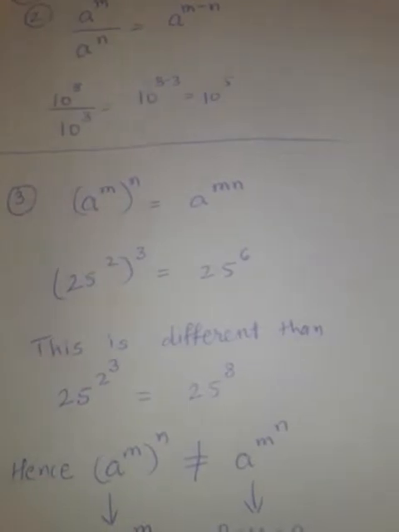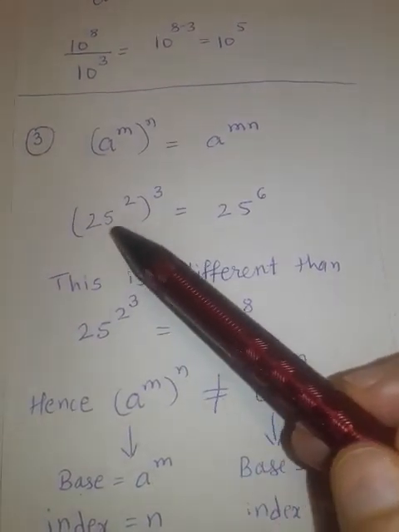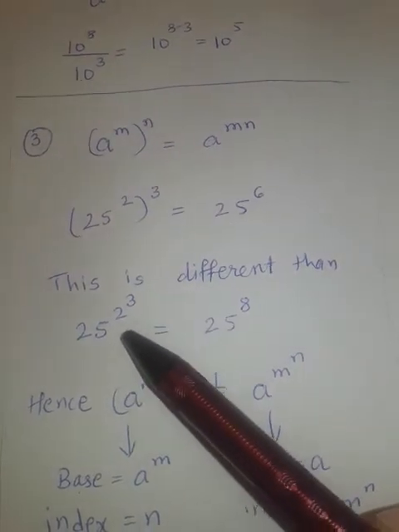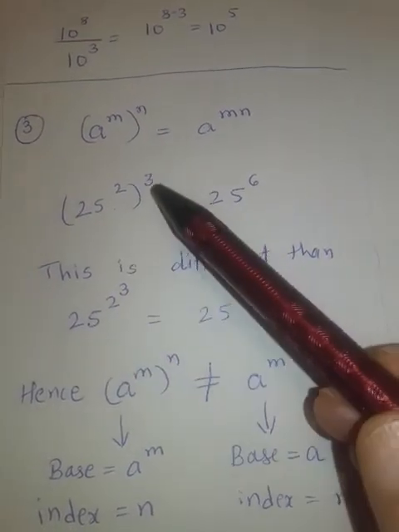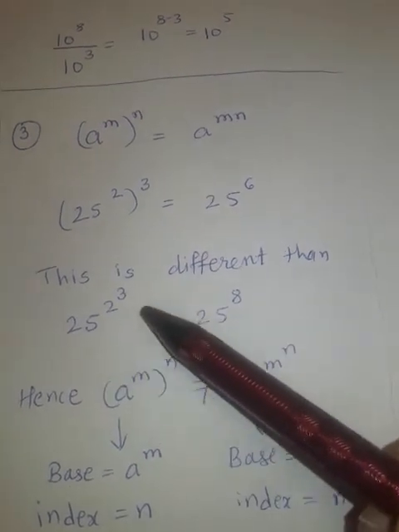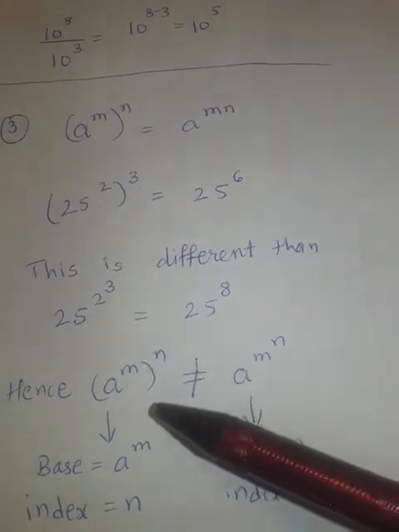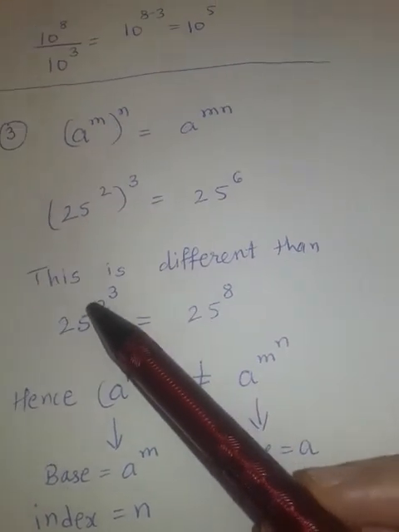Again, a common mistake which students make. Instead of this, if I give this number, 25 raised to 2 raised to 3. There is no bracket now, if you see. Here there is a bracket, here there is no bracket. Here it is not 25 raised to 6. But what happens? Now we have to find the power separately.